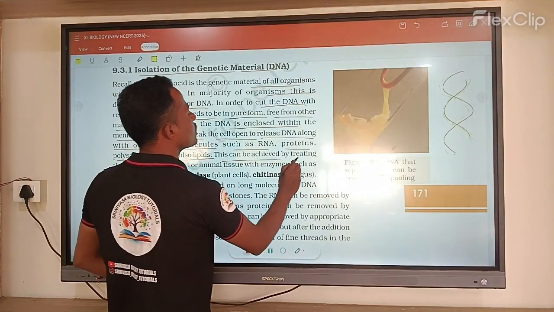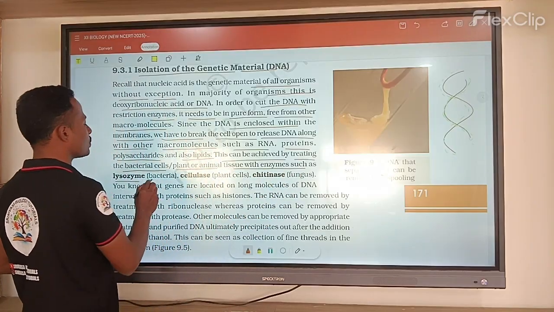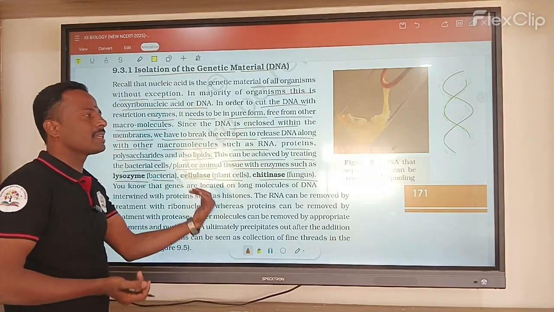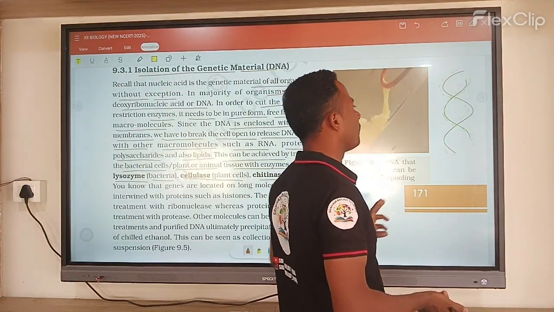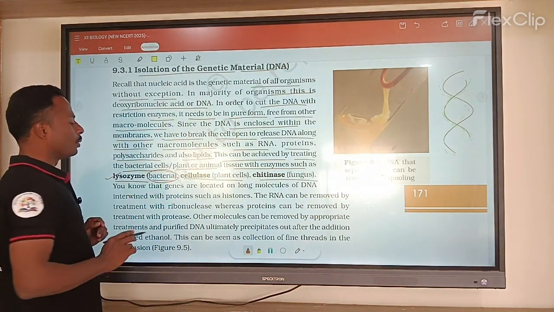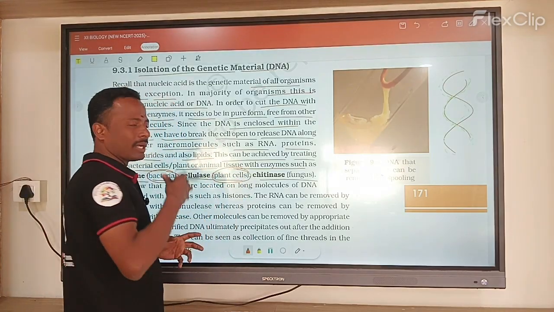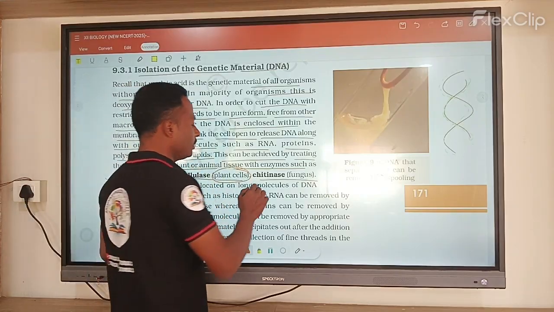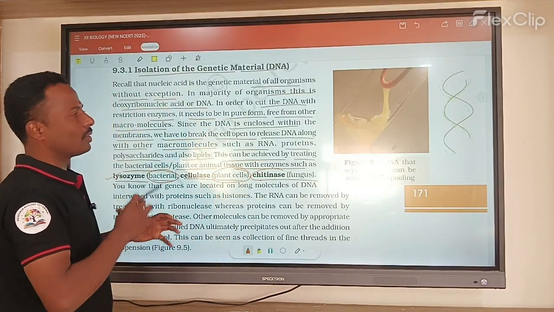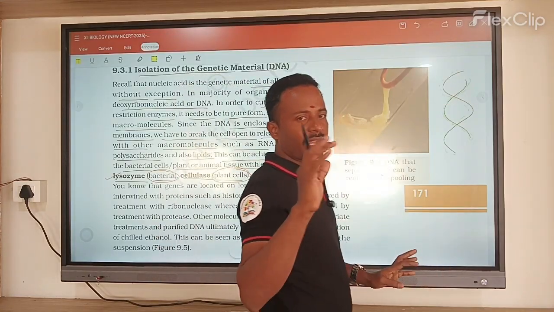This can be achieved by treating the bacterial cell, plant cell or animal tissues with enzymes such as lysozyme for bacteria, cellulase for plant cells, and chitinase for fungus. So when we add these enzymes, what happens? If the cell wall of a bacterial cell is present, lysozyme digests those layers. If the cell wall of a plant cell is present, cellulase digests those layers. Next, if it is a fungus, chitinase digests its cell wall layers. So once the cell walls are completely absent, finally we get completely purified DNA.